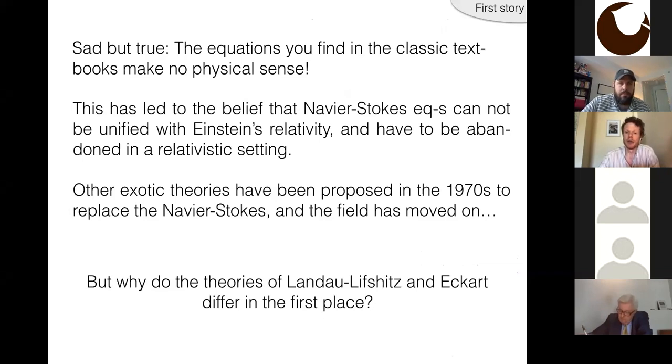And this has led to the belief that the Navier-Stokes equations cannot be unified with Einstein's relativity, and have to be abandoned in a relativistic setting. Other exotic theories were proposed in the 1970s to replace Navier-Stokes. The field has moved on. But as a student, you still have this nagging question: why do the theories of Landau, Lifshitz, and Eckart differ in the first place?